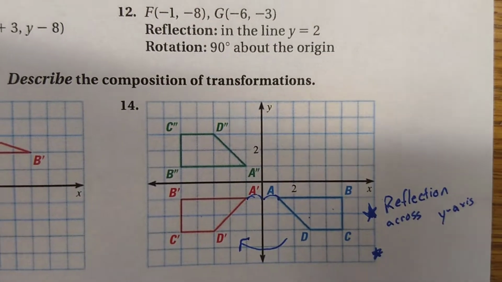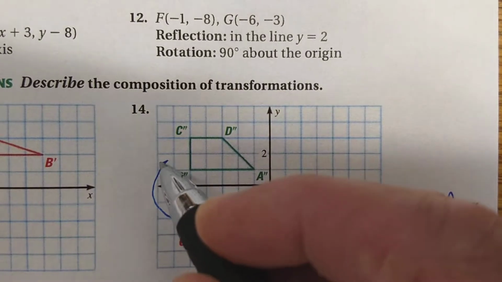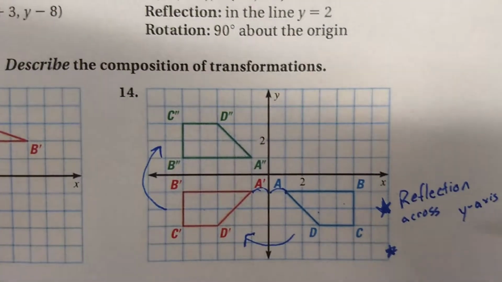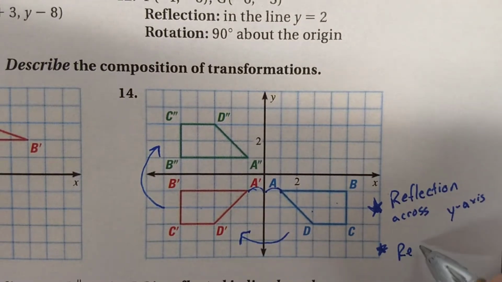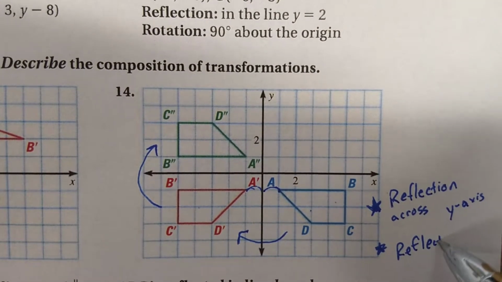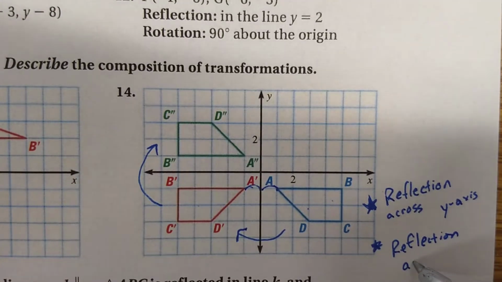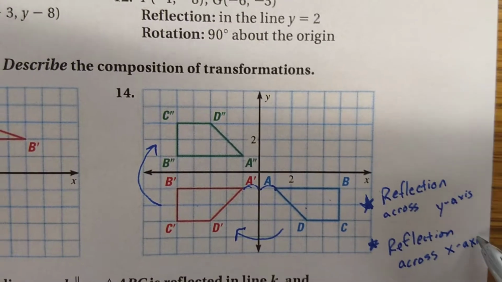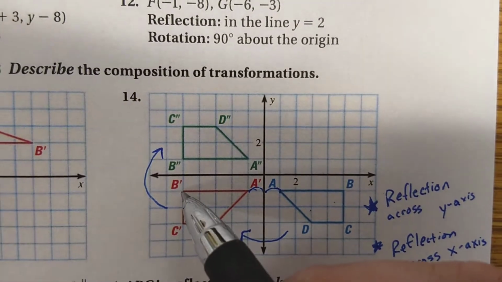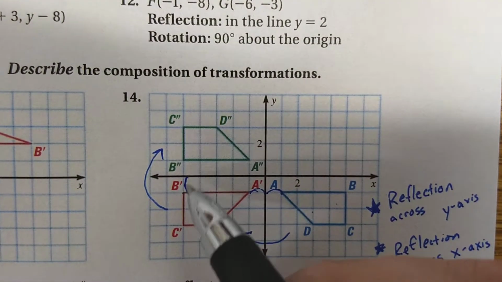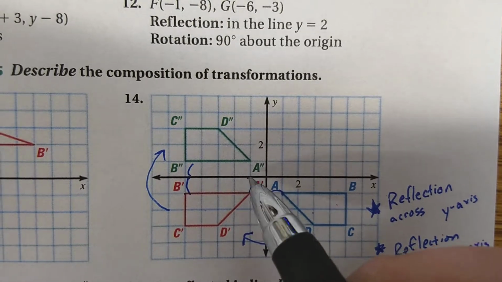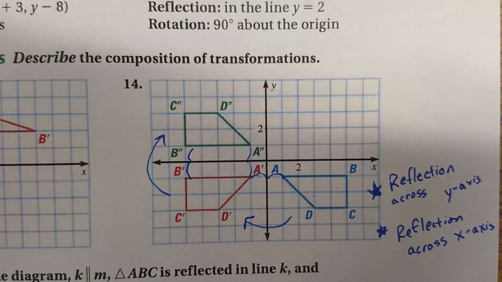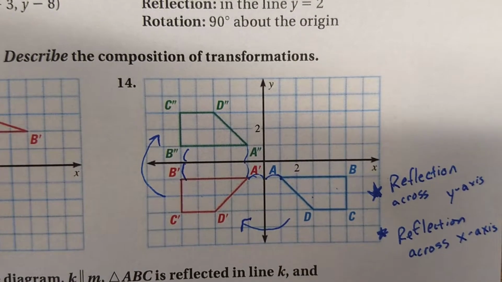What's my second step? In other words, how do I get from that prime image to the double prime image? And in this case, it looks like it's another reflection. This time, we have a different line of reflection. This time we are reflecting across the x-axis. And I know that, again, because I've got the same distance between every point there. So this composition is a reflection across the y-axis, then a reflection across the x-axis.